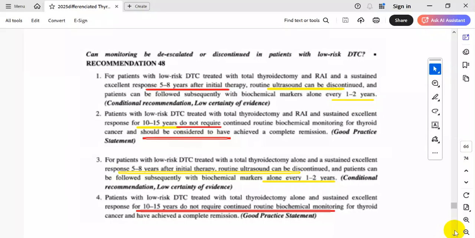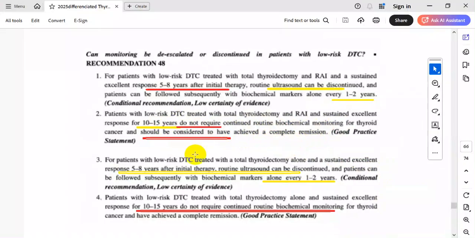And also, some of these patients who have an excellent response for 15 years don't require continued routine biochemical monitoring for thyroid cancer and should be considered to have achieved a complete remission.